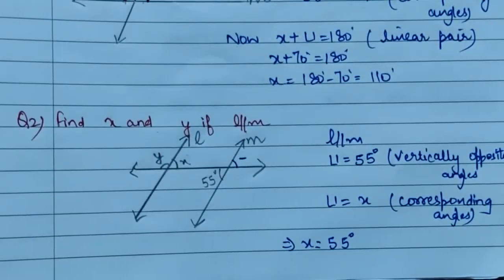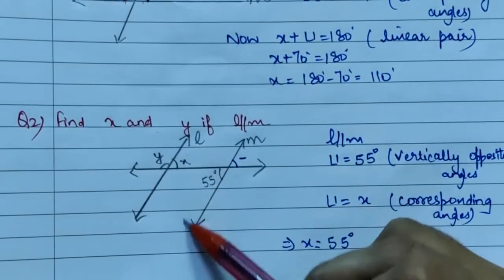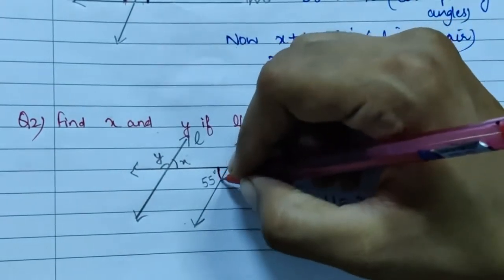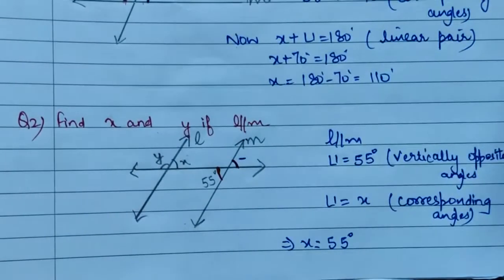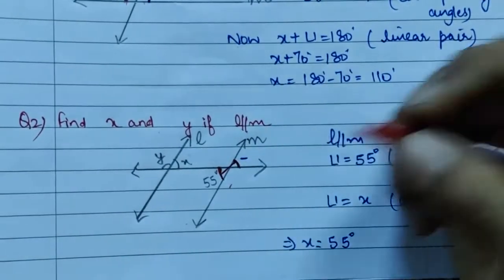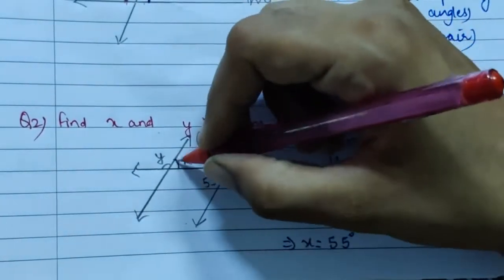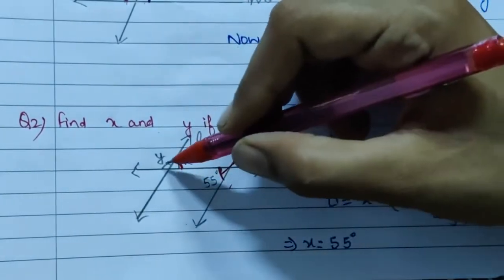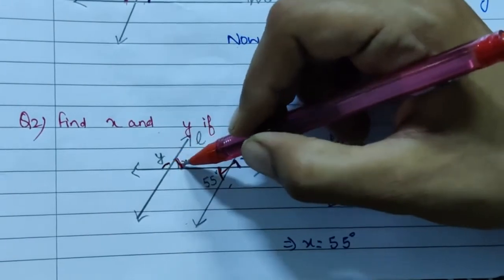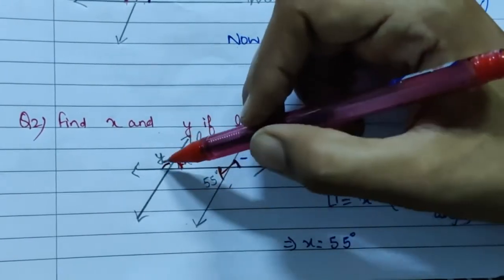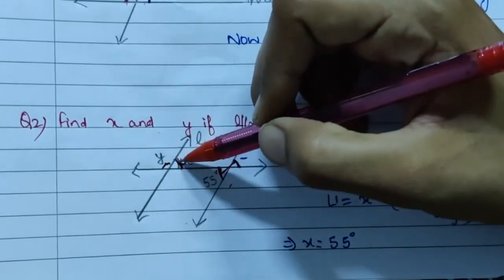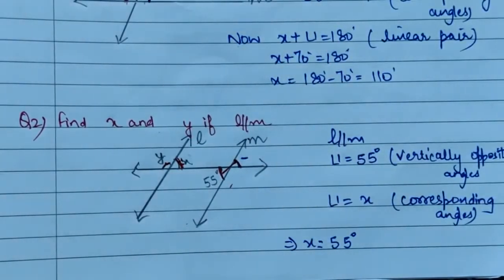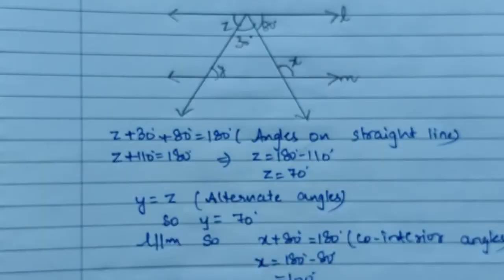In the next question, it is given that L is parallel to M. So now if you see, this is 55, this will also be 55, vertically opposite angles. And this angle is equal to this angle, corresponding angles. And this angle we will find with the help of linear pair. That is y plus angle 1 is equal to 180 degrees. And from there we can find the value of y.